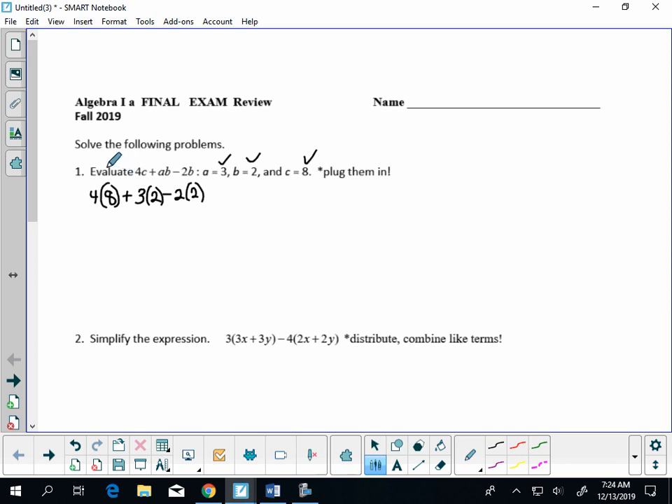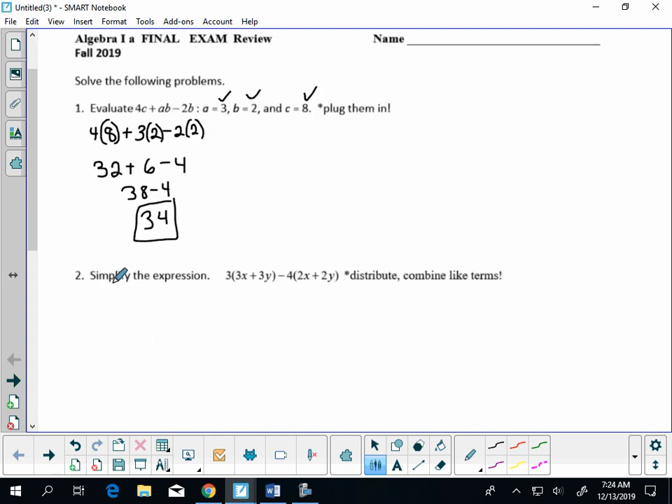The first one is evaluate. That just means tell me what it equals. They tell you what A, B, and C equals. You plug them in. 4C is 4 times C, which is going to be 32. AB is A times B, which is 6. And 2 times B is 4. You're going to get 38 minus 4. Your final answer is 34.